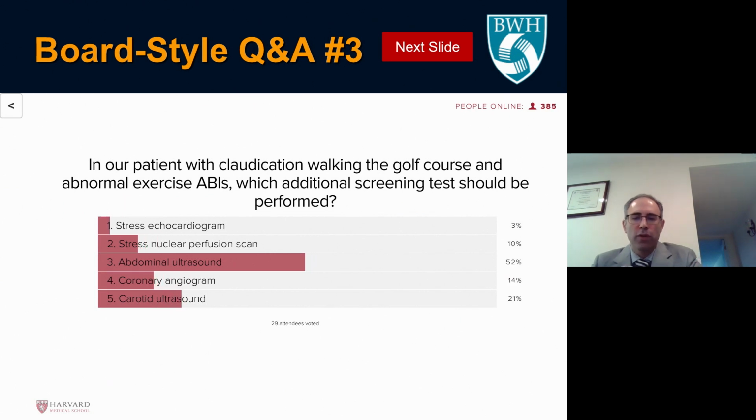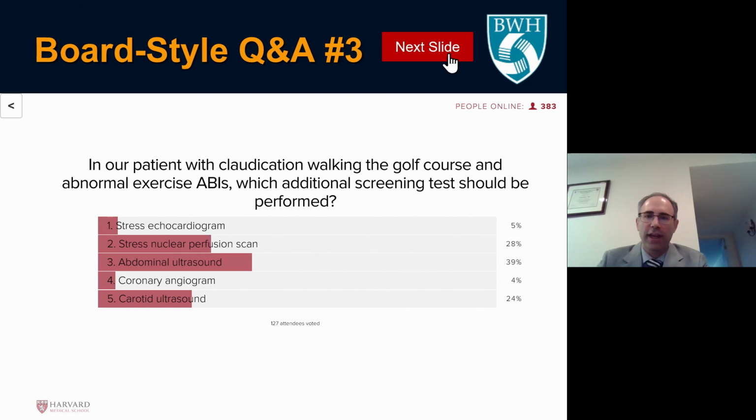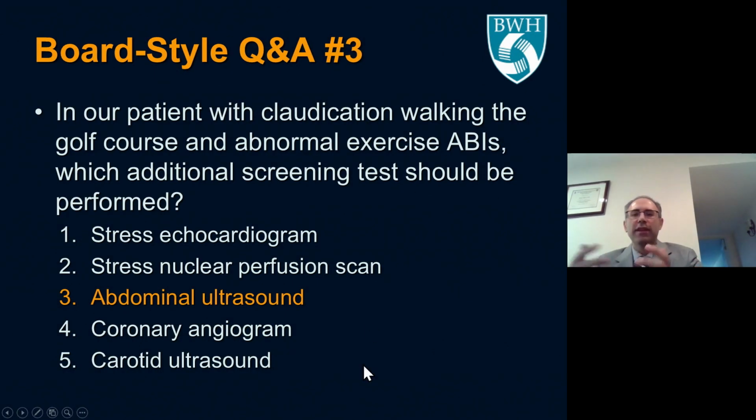It's a little more of a nuanced question, so I can see some hesitation, and it's understandable. But it does seem like you have all focused on abdominal ultrasound as a good choice, and that is actually the correct answer. So in this patient who has a history of smoking and peripheral artery disease, an older male, we're going to do an abdominal ultrasound. What for? Well, we're going to want to look for aortic aneurysm.